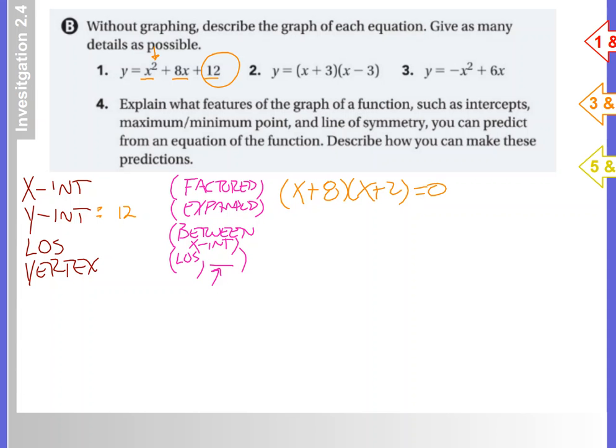So I'm going to take a little red blotter here, and I'm going to cover up. Not quite cover up, but you know what I mean. We're going to cover up the first binomial, and the question becomes, what number plus 2 is equal to 0? So what plus 2 is equal to 0? Well, that's negative 2, right? So one x-intercept is negative 2.